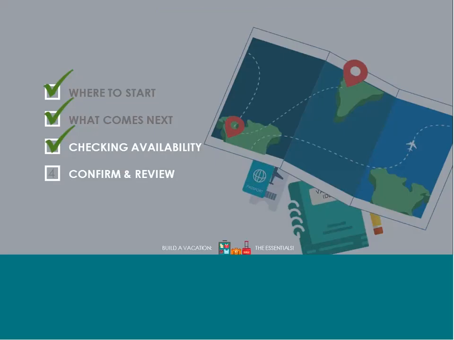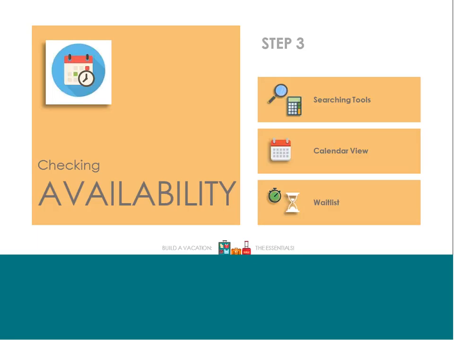Now you know a little bit about planning, so it's time to check availability. Let's look at some online search tools available. And if you don't find your desired location or dates available, the WorldMark waitlist is going to be your best option.